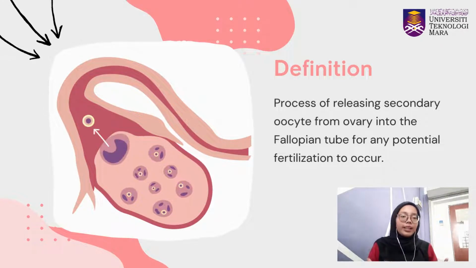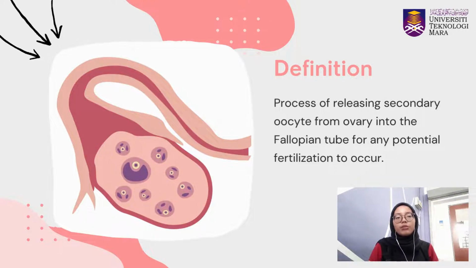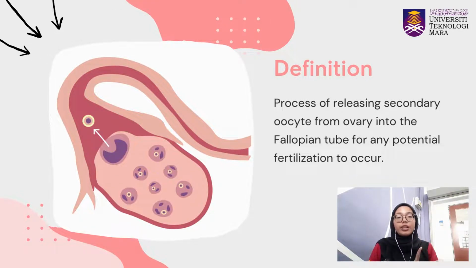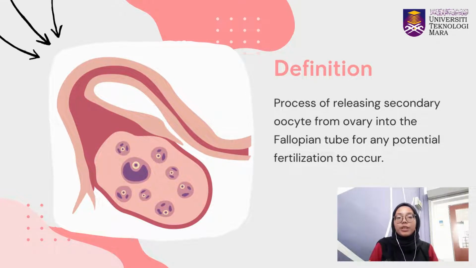If the egg is not fertilized within a certain interval of time, the egg will disintegrate and be shed along with the menstrual blood. However, if fertilization does occur, the uterus will prepare for implantation and pregnancy.